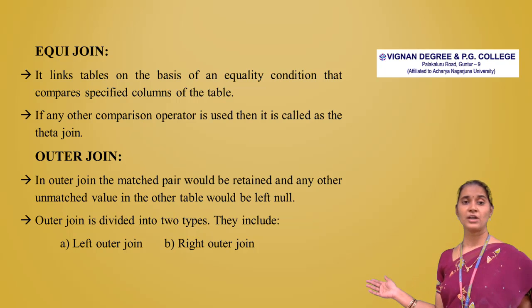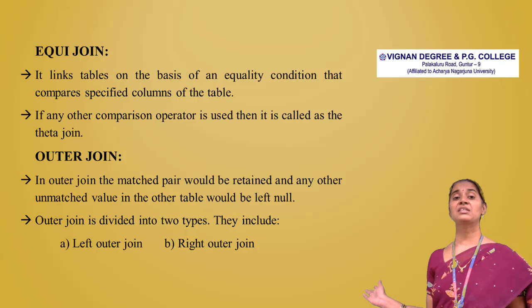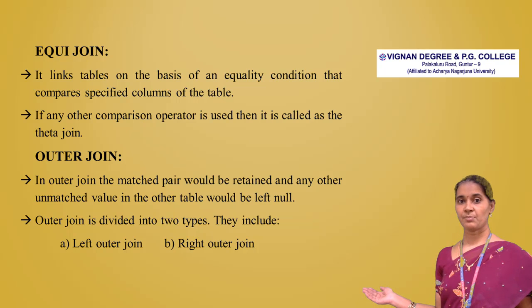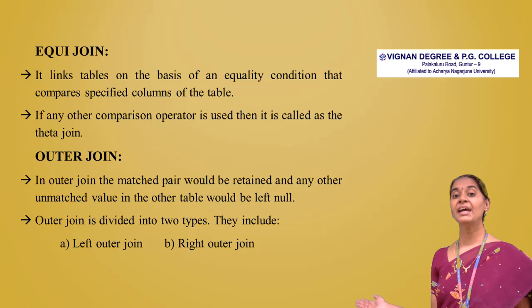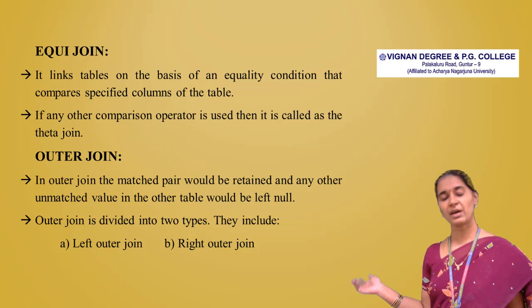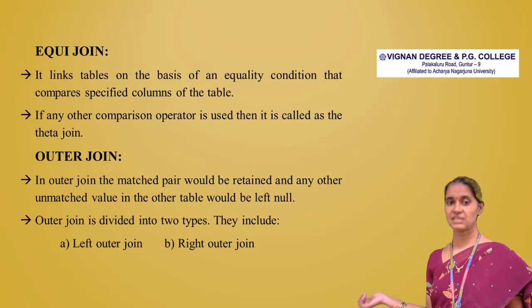The last type of join to be discussed is the outer join. What is an outer join? In an outer join, the matched pairs are retained, and any unmatched value in the other table is left null. Matching pairs are obtained, and while other joins skip null values, in this join we also get those values, leaving them as null.